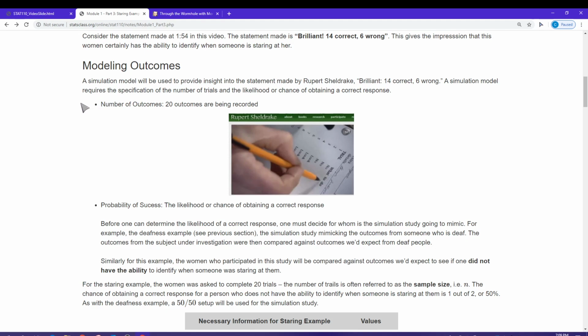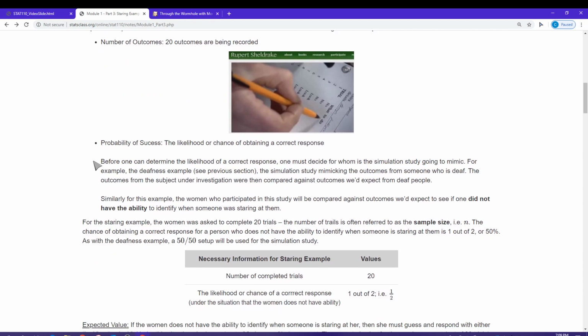So in order to use a statistical model, or simulation model, in this situation, we need to know the number of outcomes, and this individual had a total of 20 outcomes, 14 correct, 6 wrong, so there's a total of 20. And then we also need to specify a probability of success, which is just the likelihood of obtaining a correct response.